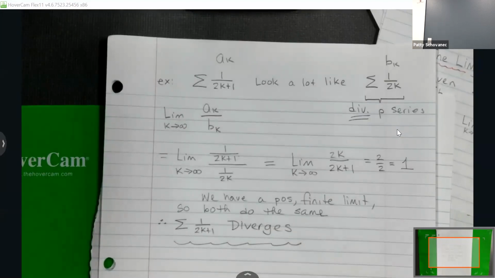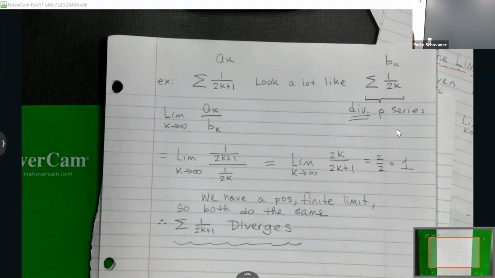Some folks like the limit comparison test so much better than the direct comparison test because limits are pretty easy to take. So a lot of us will just skip the direct comparison test because you have to worry about the size, how they compare to each other. Limit comparison could be bigger or smaller, who cares?